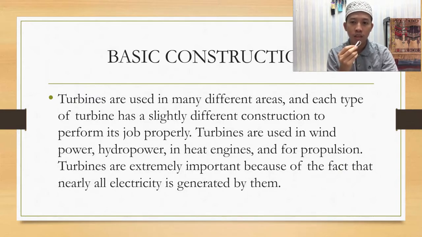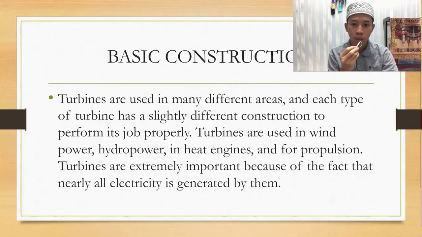A turbine is a device that harnesses the kinetic energy of some fluid, such as water, steam, air, or combustion gas, and turns this into the rotational motion of the device itself. These devices are generally used in electrical generation, engines, and propulsion systems, and are classified as a type of engine. Turbines are used in many different areas, and each type of turbine has a slightly different construction to perform its job properly. Turbines are used in wind power, hydropower, in heat engines, and for propulsion. Turbines are especially important because nearly all electricity is generated by them.